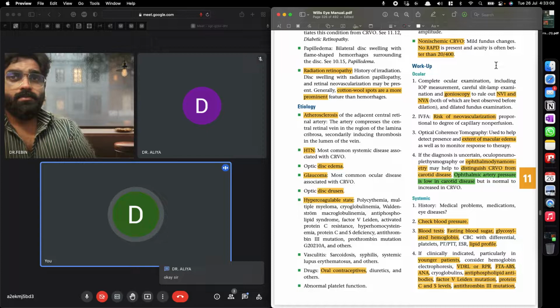So I thought it was going to be obvious, but if it's not obvious, what happens in OIS is there is carotid stenosis, and after that stenosis, the pressure in the carotid artery is not as much. Whereas if it's a CRVO, the pressure in the carotid artery builds up, and in CRVO the pressure is very high. So ophthalmodynamometry will help you distinguish between the pressure in carotid artery. If it is high, it is CRVO. Okay.